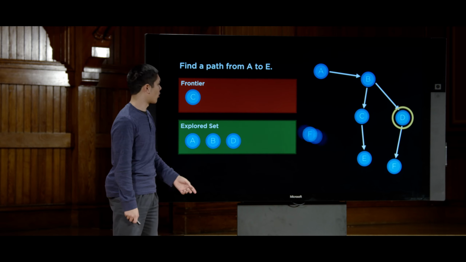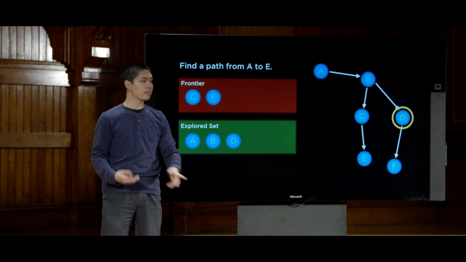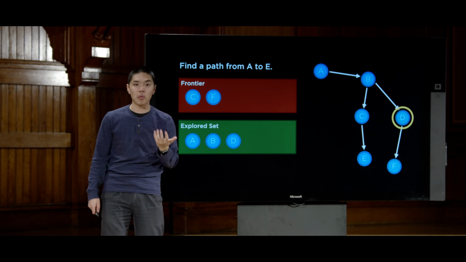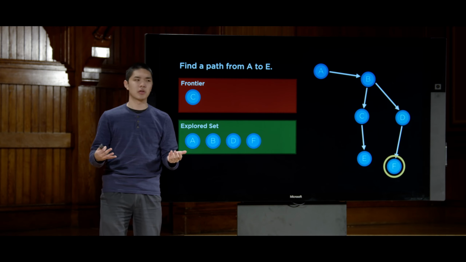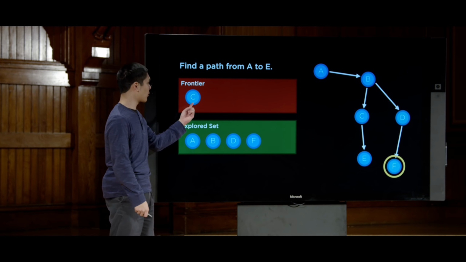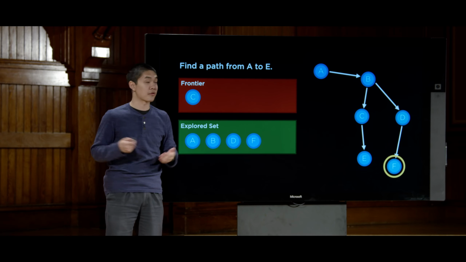And so, all right, we'll put F into the frontier. And now, because the frontier is a stack, F is the most recent thing that's gone in this stack. So F is what we'll explore next. We'll explore F and say, all right, where can we get to from F? Well, we can't get anywhere, so nothing gets added to the frontier. So now, what was the new most recent thing added to the frontier? Well, it's now C, the only thing left in the frontier.